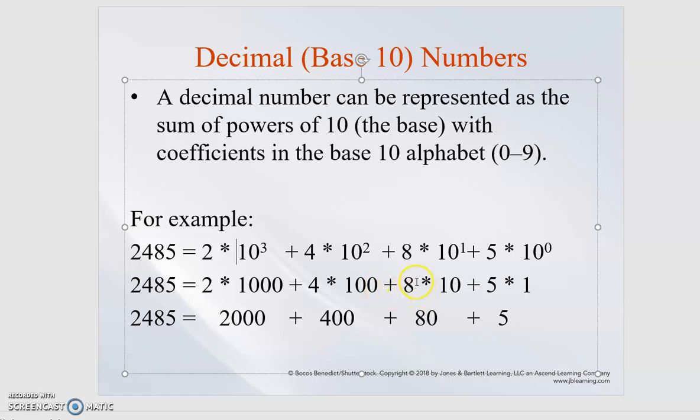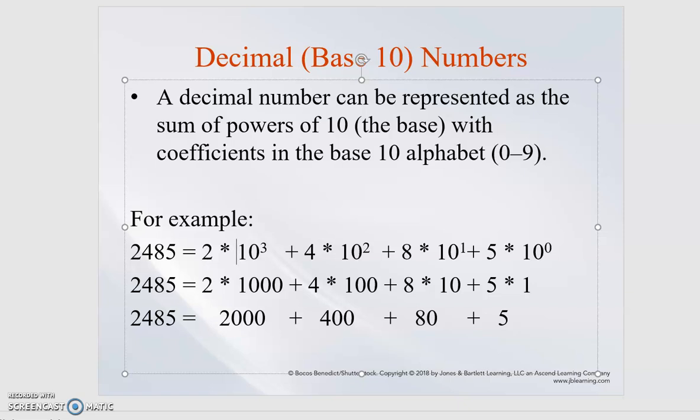And now you can also further expand that this way: 2 times 1000, 4 times 100, 8 times 10, 5 times 1. That becomes 2000 plus 400 plus 80 plus 5. That becomes 2485, right? So this is how you represent it in a different way using the power of 10, right?